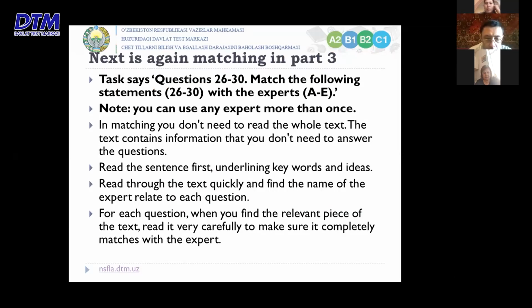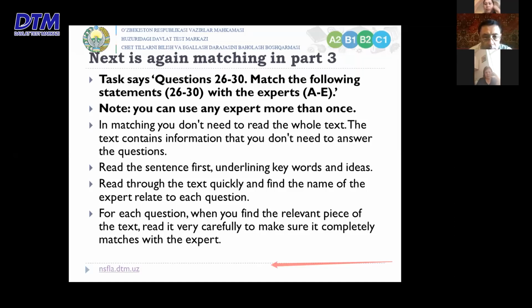Next is again matching in part 3. Last 5 questions. Task says questions 26 to 30, match the following statements with the experts' names A to E. Note, you can use any expert more than once. In matching, you don't need to read the whole text. The same as in part 2, 5 questions. The text contains information that you don't need to answer the questions.